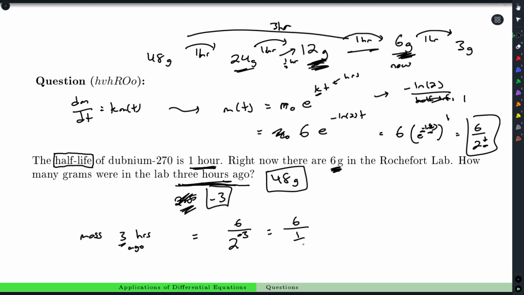So this is 6 over 1/8. And then we get, well, that's 6 times 8. And look at that, that's 48. Right? We all know 6 times 8 is 48. If you don't know it, you're not great. But there we go, 48.